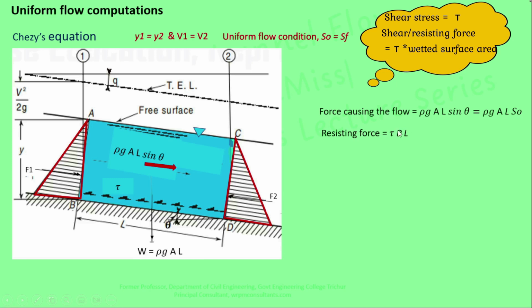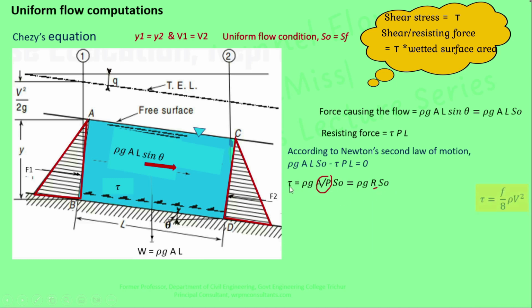So this is the wetted surface area. Since the pressure forces F1 equal F2, because y1 equals y2, by applying Newton's second law of motion, rho g A L S0 equals tau into P L. So in uniform flow condition, rho g A L S0 equals tau P L, or rho g A L S0 minus tau P L equals 0. If you simplify, tau equals rho g into A by P into S0. But A by P is equal to R, the hydraulic radius. So tau equals rho g into R into S0.